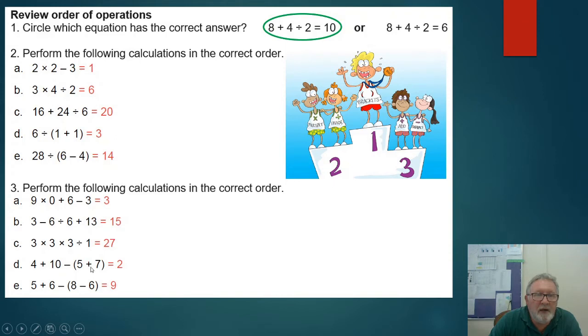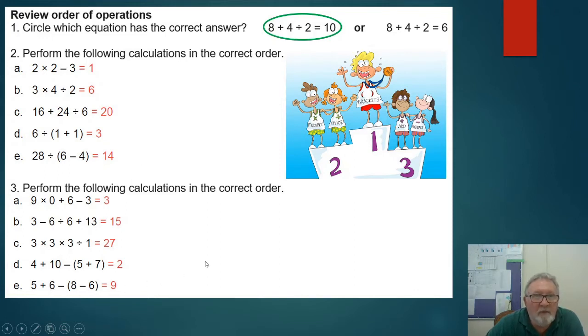In D, brackets, 7 and 5, or 5 and 7, 12. Then we go left to right because addition and subtraction are equal, both falling on level 3 over here. So don't forget 12 here. 4 and 10 is 14. 14 minus 12 is 2. Last one, 8 minus 6 is the brackets done first. 8 minus 6 is 2. Then left to right. 5 and 6 is 11. 11 take 2 is 9.